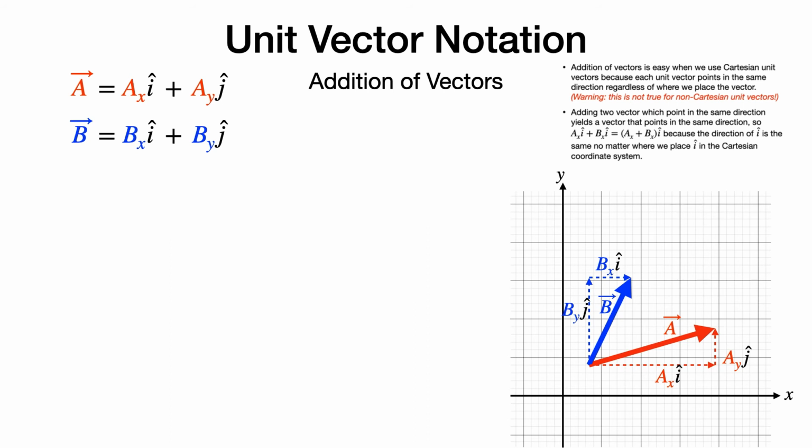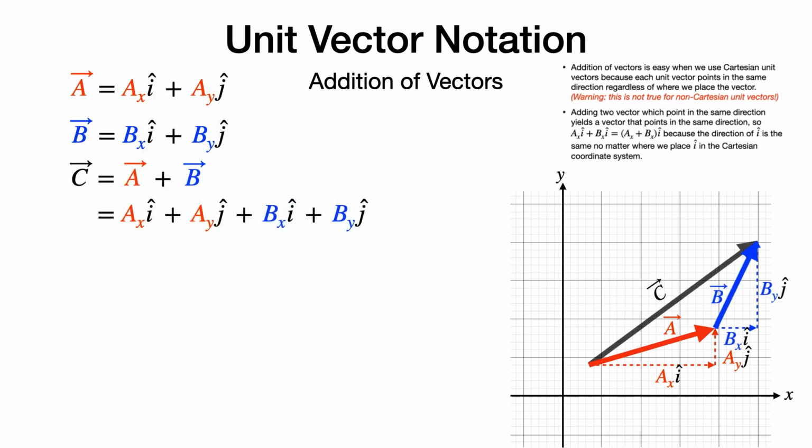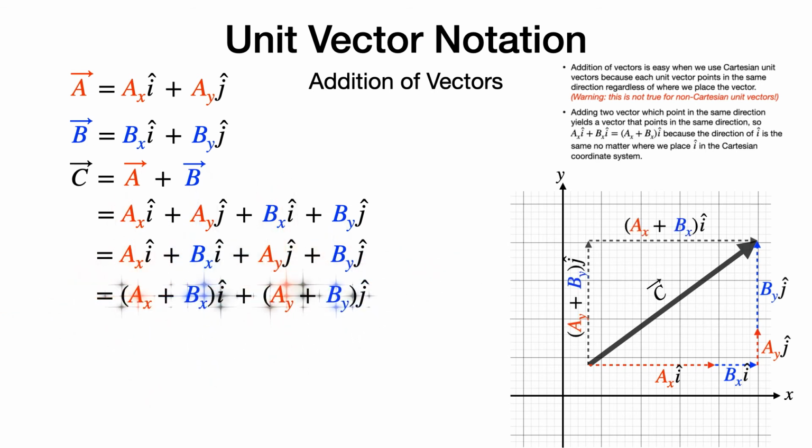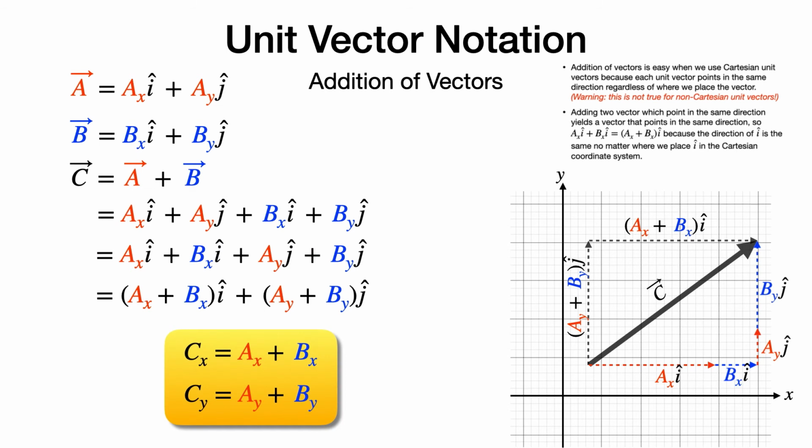So if we have our two vectors A and B written in terms of their x and y components, we can add them together by taking the tail of B and putting it at the head of A, decomposing each in terms of its components, grouping together the components which are in the x direction or in the y direction, and adding these up, factoring out the unit vectors, and we get, in the end, the components of the sum, which we're calling C in this case.